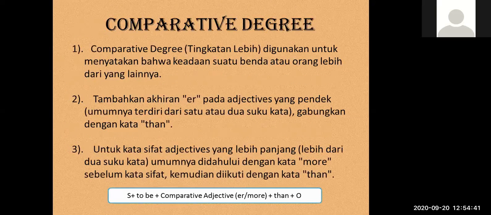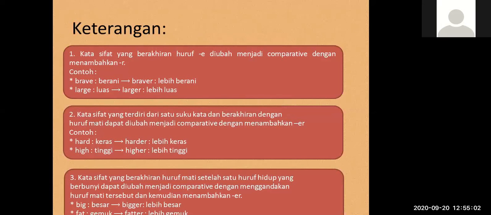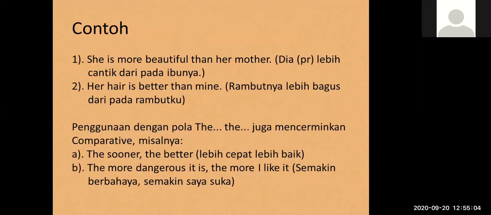The next is comparative degree. The comparative degree is used to declare that something or someone is more than the other. The structure is subject plus to be plus comparative adjective with additional er or more plus than plus object. The first example is: she is more beautiful than her mother. The second is: her hair is better than mine.